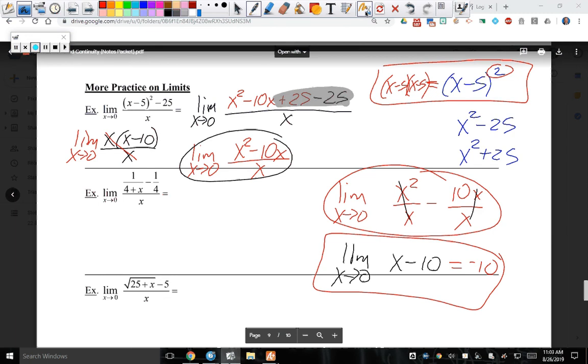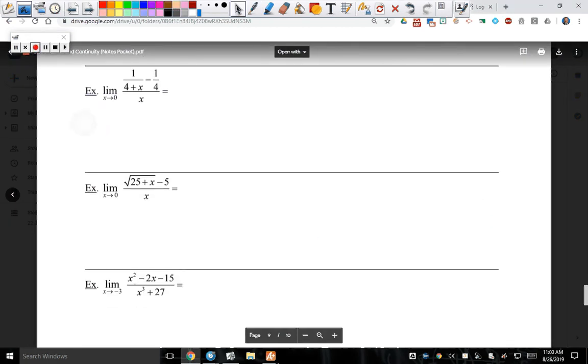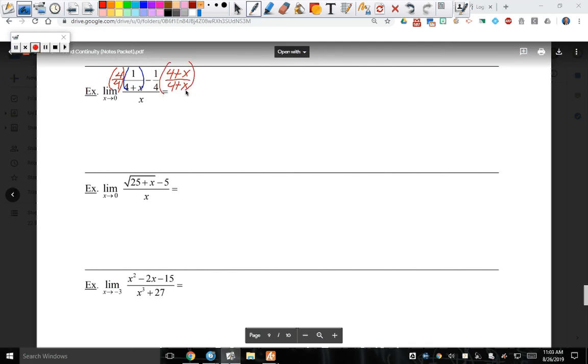Now, let's do some practice, because this is similar to number 5 on your quiz that I think only 2 or 3 people got correct, right? So this is similar to that problem that we did. I'm going to teach you a shortcut. What I showed you before is that you could multiply this top by 4 over 4, and you can multiply this top by 4 plus x over 4 plus x.